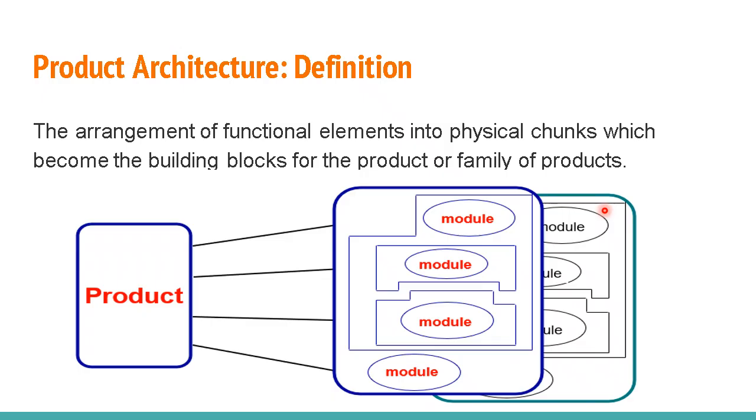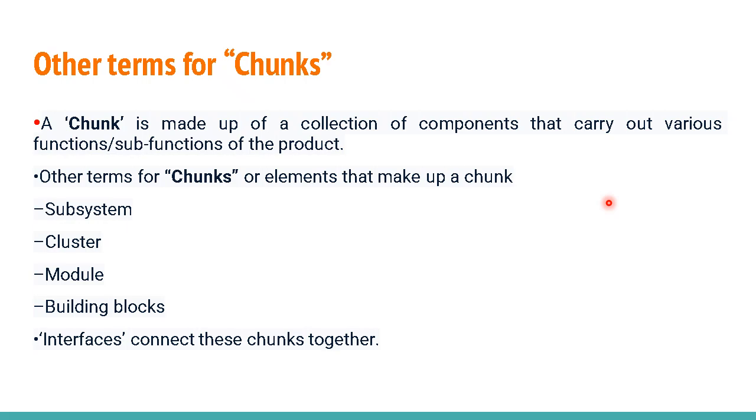For example, in a washing machine, the motor, control panel, and drum are different chunks. Chunks are connected through interfaces, such as electrical connections and mechanical joints, which allow them to work together as a system. Other terms for chunks: a chunk is made of a collection of components that carry out various sub-functions of the product. Chunks are also called subsystems, modules, or building blocks, and interfaces connect the chunks together.